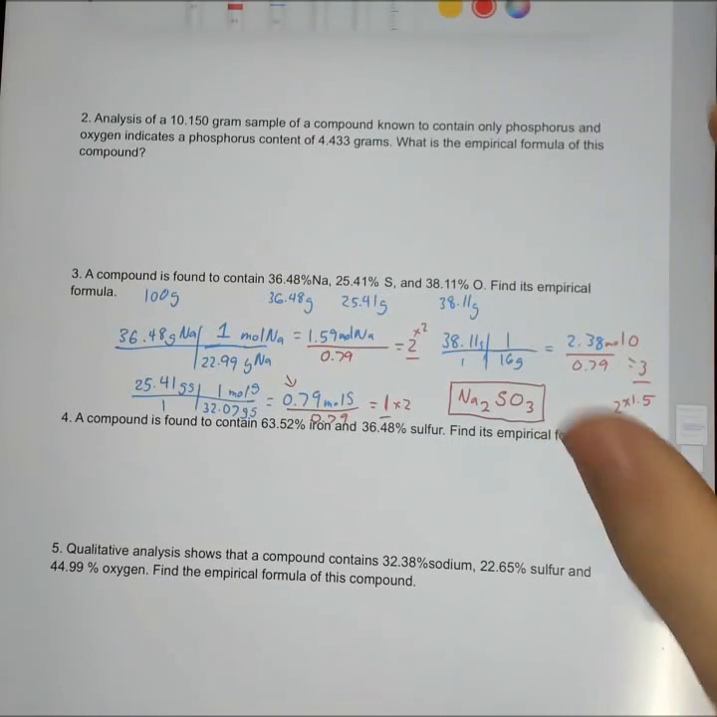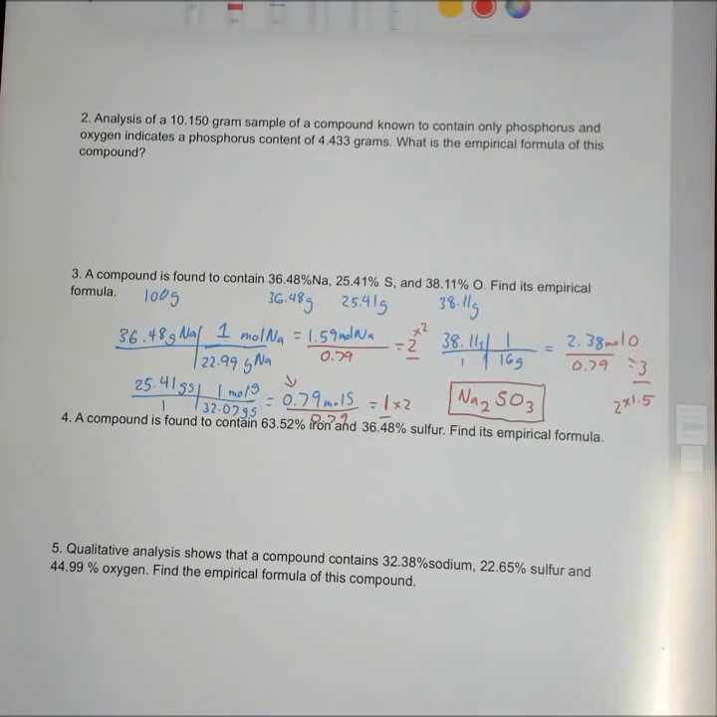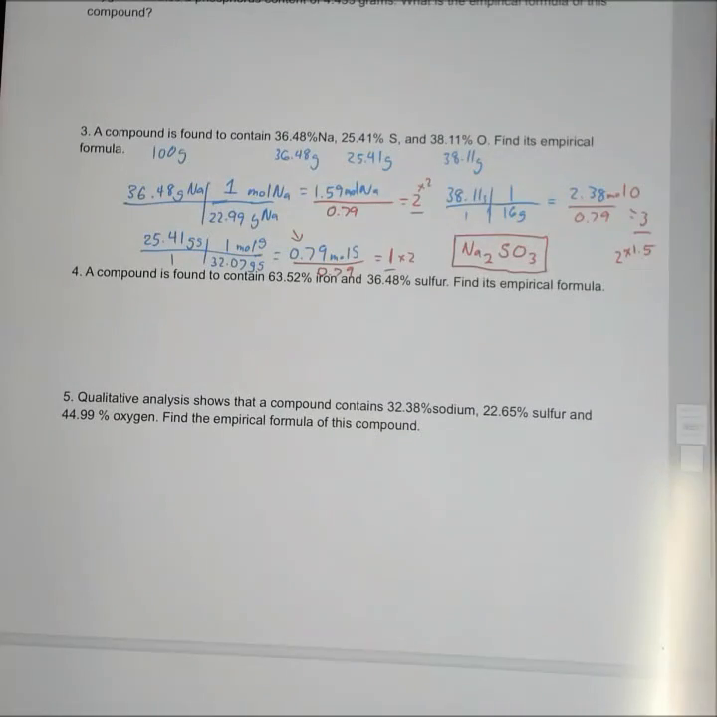For the first ones, you already have grams, so it's one less thing you need to find. Then for the ones that use percent, just remember to use that 100 grams. Make your life easier: we got 100 grams of it.